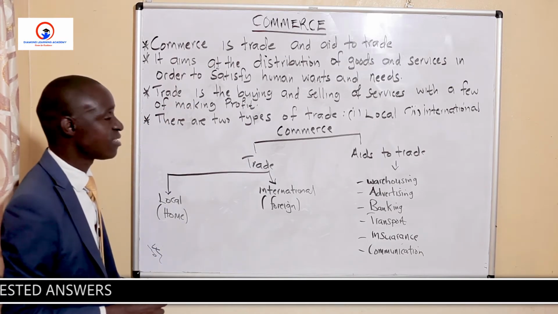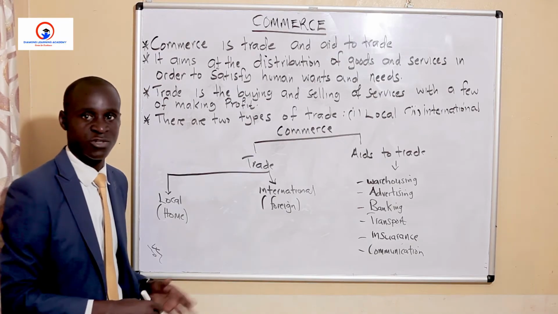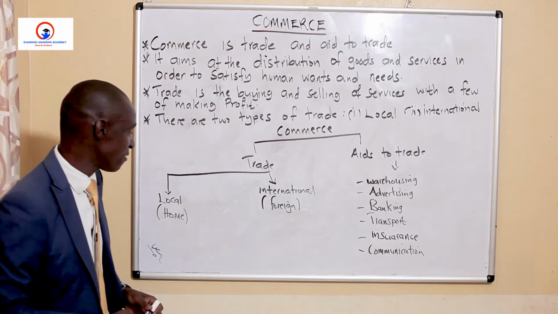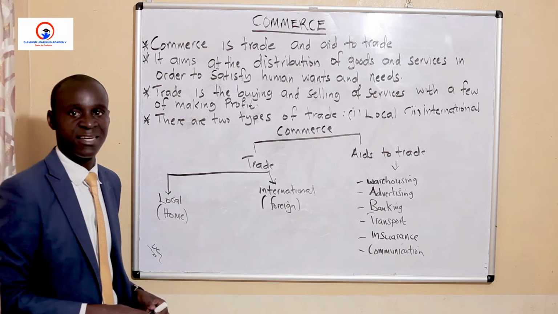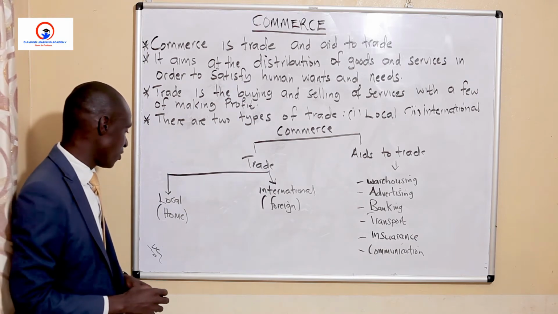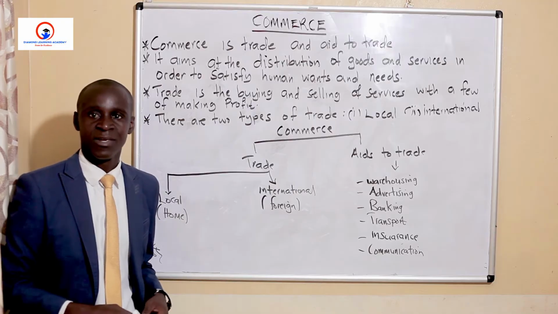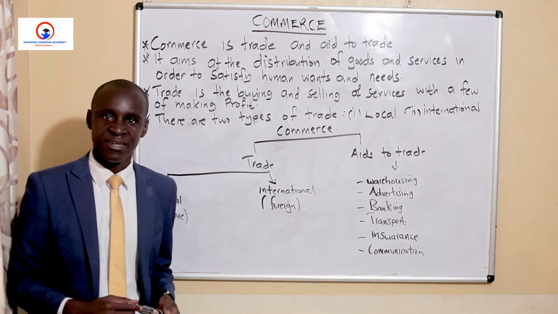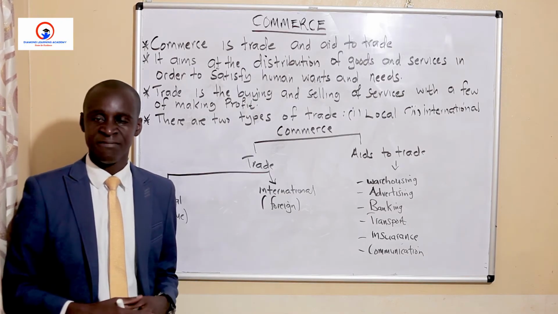So the whole of the syllabus and the whole topic of commerce, you'll basically be looking at two things: trade and aids to trade, expanded in a much bigger form. So let's look at the first component, which is trade. When it comes to trade, I'll look at local trade and international trade. What are we talking about when we talk about local trade? Local trade is simply business that is done within the locality of an environment.